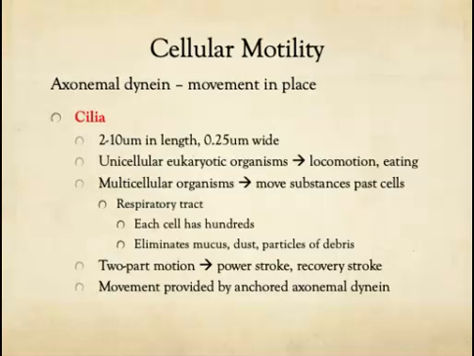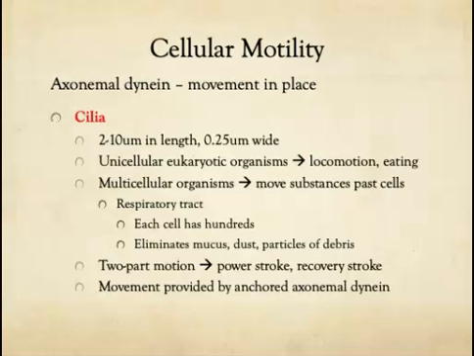Let's think for a minute about the structure of cilia. Cilia are the external hair-like structures that can be found on certain cells. They are short and they are thin, and there are many of them when they are present. So about 2 to 10 micrometers in length, only about 1/4 of a micrometer wide.